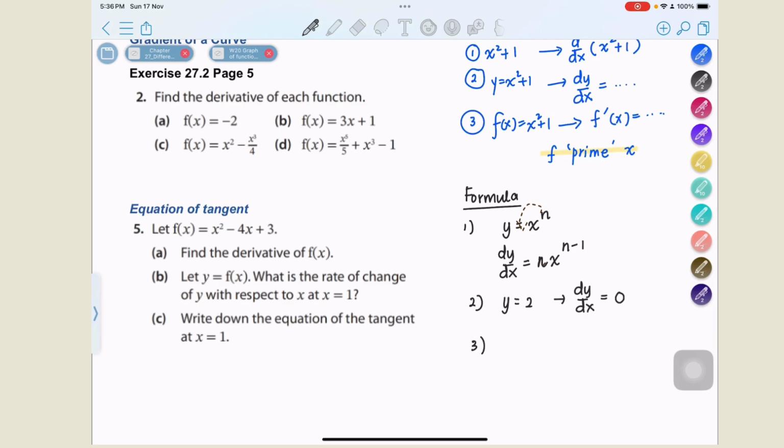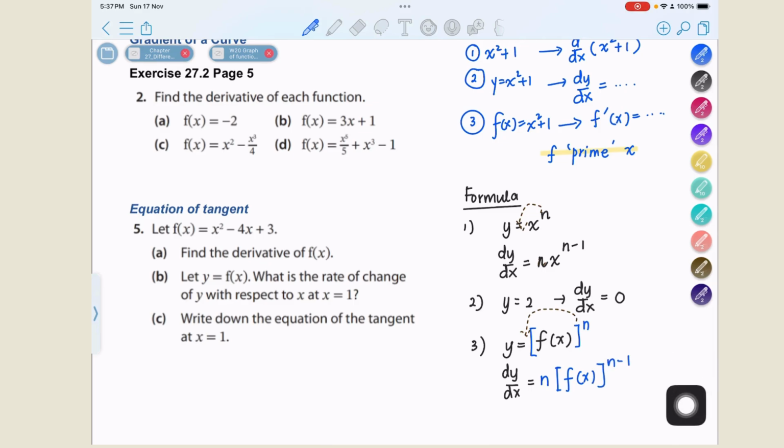Third rule: what if I give you y equals a function f(x) to the power of n? When we do differentiation dy/dx, first we drop down the power n, so to differentiate, we drop down power n, write back f(x) to the power of n minus 1. Thereafter, we have to differentiate the expression inside our f(x) again.